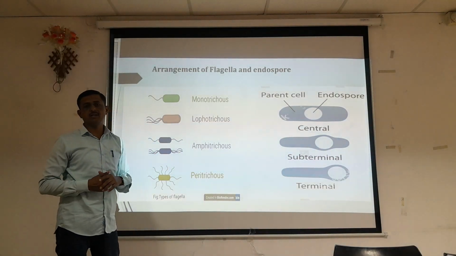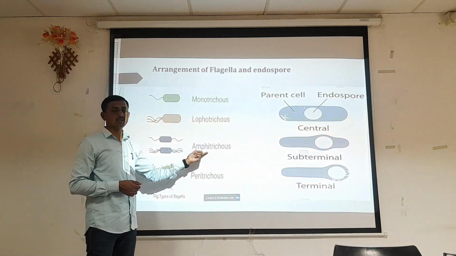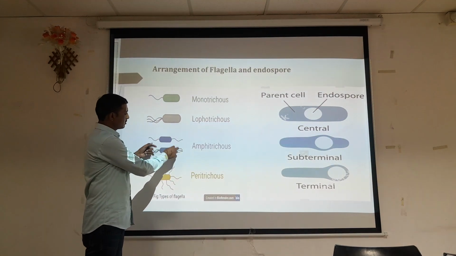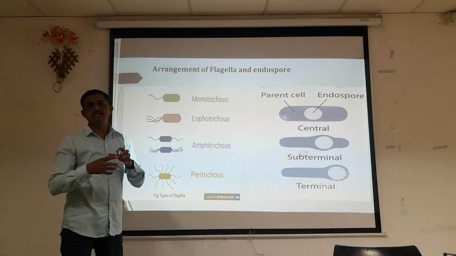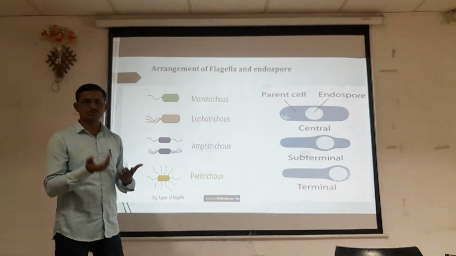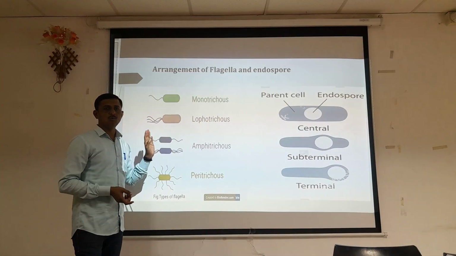If flagella are present at both terminal ends of the bacterial cells, we can say they are nothing but amphitrichous flagella. Here we can also observe a group of flagella present at both ends of the bacterial cells, which we also call amphitrichous flagella. Amphi means present at both ends.